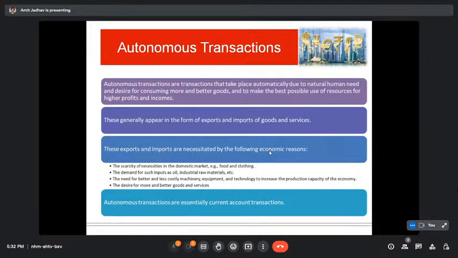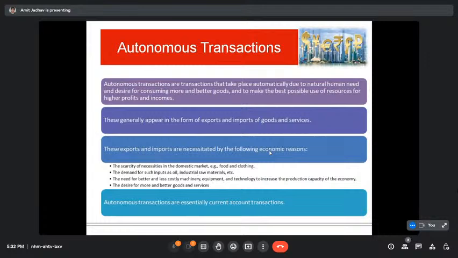Next, we have the need for better and less costly machinery, equipment, and technology to increase the production capacity of the economy. So basically, countries require low-cost machinery, equipment, or modern technology, or improvement in technology, to increase the production capacity of the economy. And next, we have the desire for more and better goods and services. Because of such things, trade will happen, and export and import will be there.